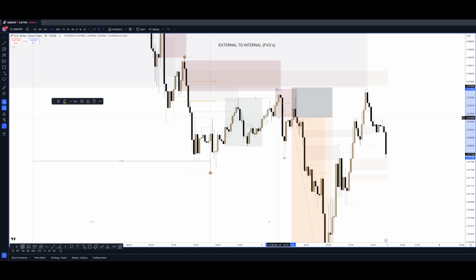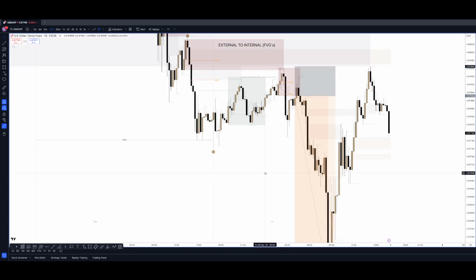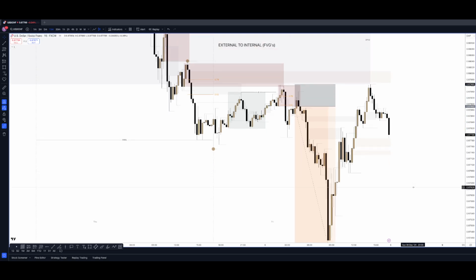Don't get caught up with going through the complete mechanical approach of only drawing these levels in and not understanding why market is respecting these levels. That is extremely important.